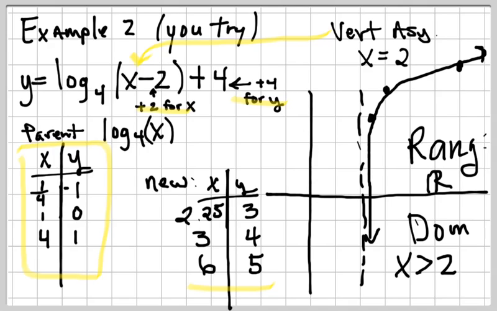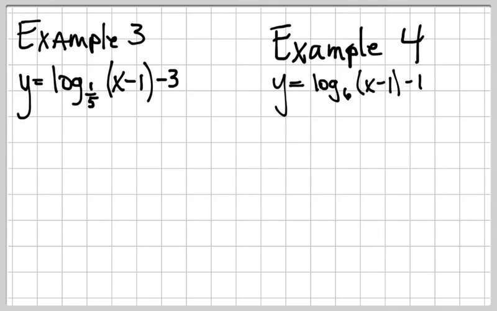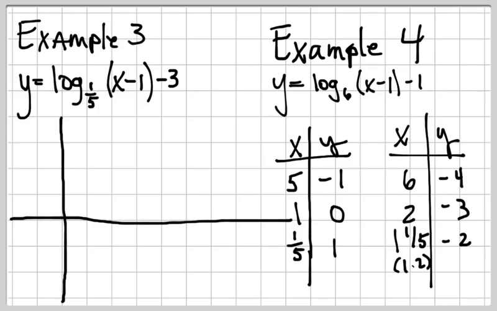Let's try one more. We've got enough time for one more. Now that we've got our pieces, we've got our original, we've got our parent, transformed, and we've got our new stuff. What's the vertical asymptote? It's positive 1, absolutely.